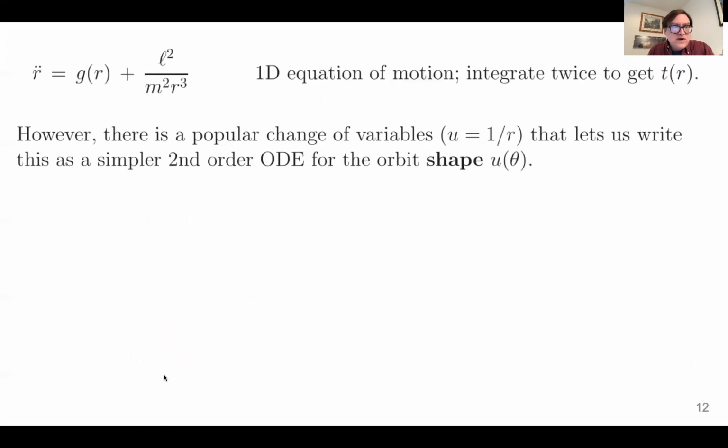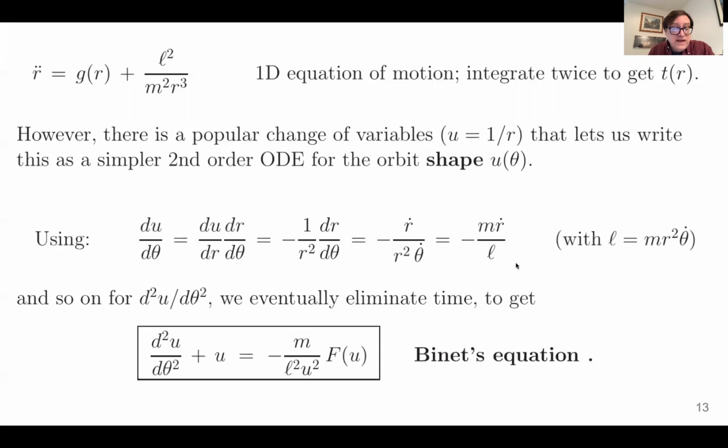So we do have this equation, but there is a change of variables that we can implement by just looking at a new variable that we define as 1 over r. I think the first person to do this was named Binet, and we'll see that this equation of motion becomes something called Binet's equation. But it'll eventually give us a way of writing a differential equation for the shape rather than the time trajectory of the particle, which is what we have up here. Well, we can do that.